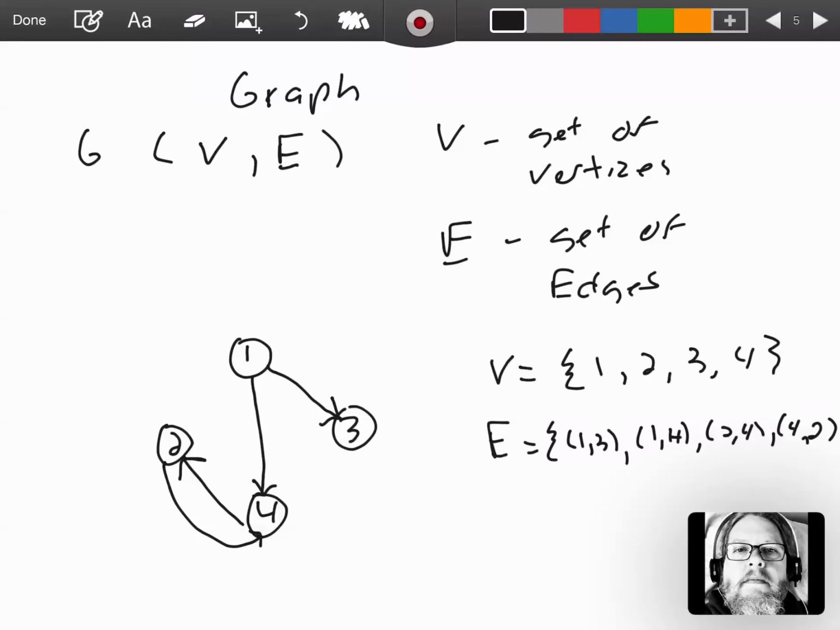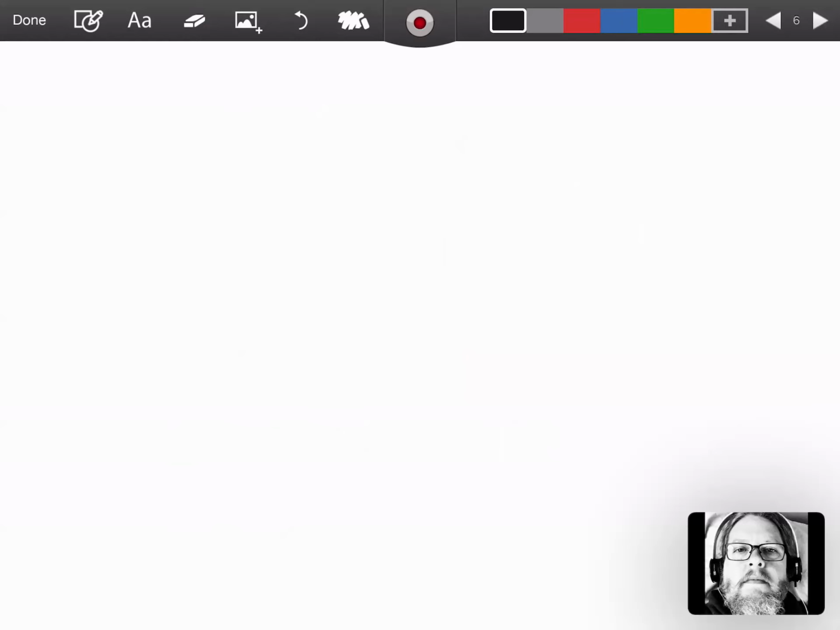Okay, so the other kind of graph that we can have, you can have a weighted graph. A weighted graph is going to have some value or cost associated with each of the edges. So when we're looking at how we're going to represent graphs, there's no good way to code these directly.